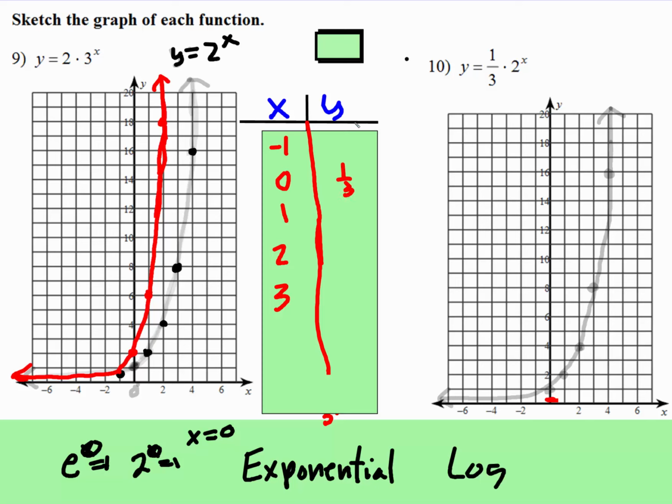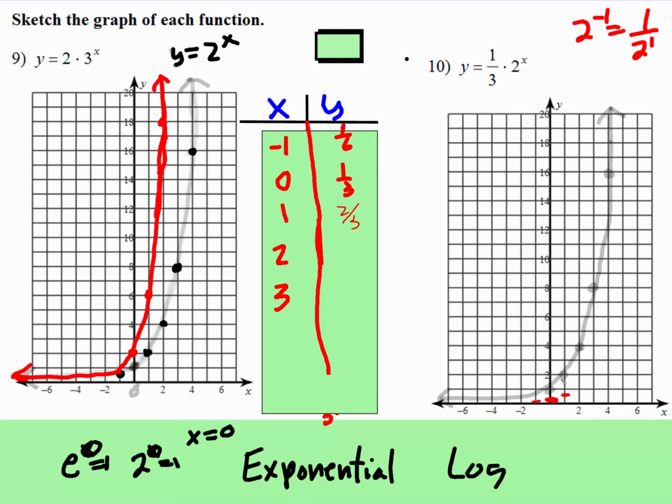What happens when we put -1 in? Well, 2 to the -1 is the same thing as saying 1 over 2 to the first, which is 1/2. 1/3 times 1/2 is 1/6. I'm going to have to make this thinner. 1/6 at -1 is closer to here. All right, let's put 1 in. 2 to the first is 2. 1/3 times 2 is 2/3. So when we put 1, we're up here at 2/3.